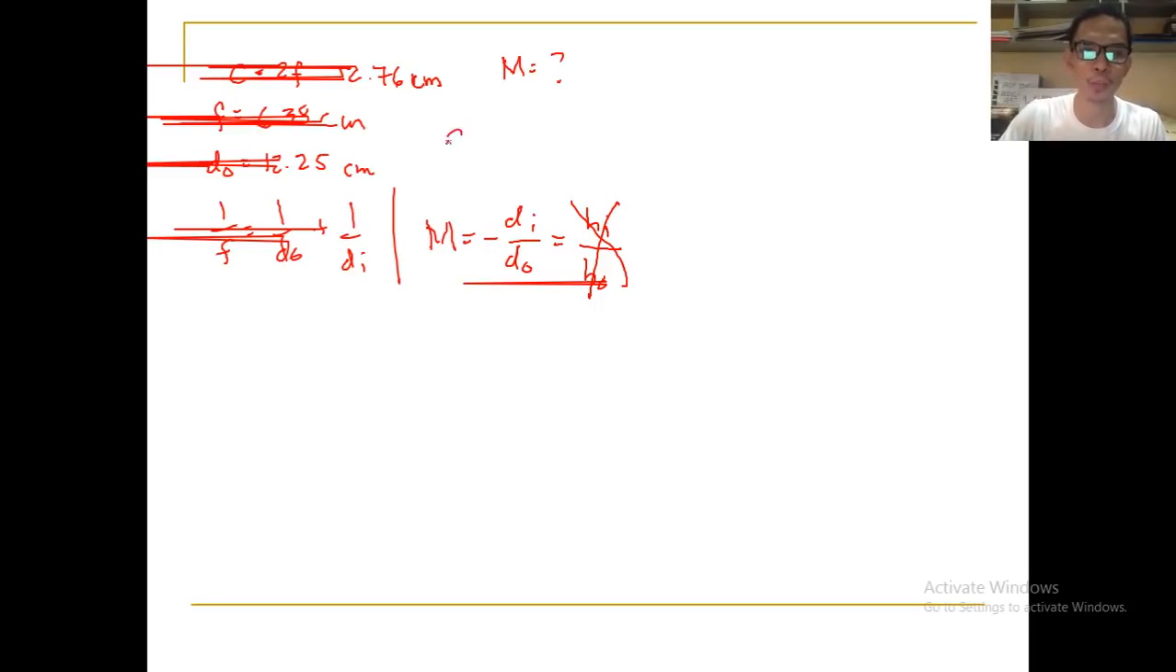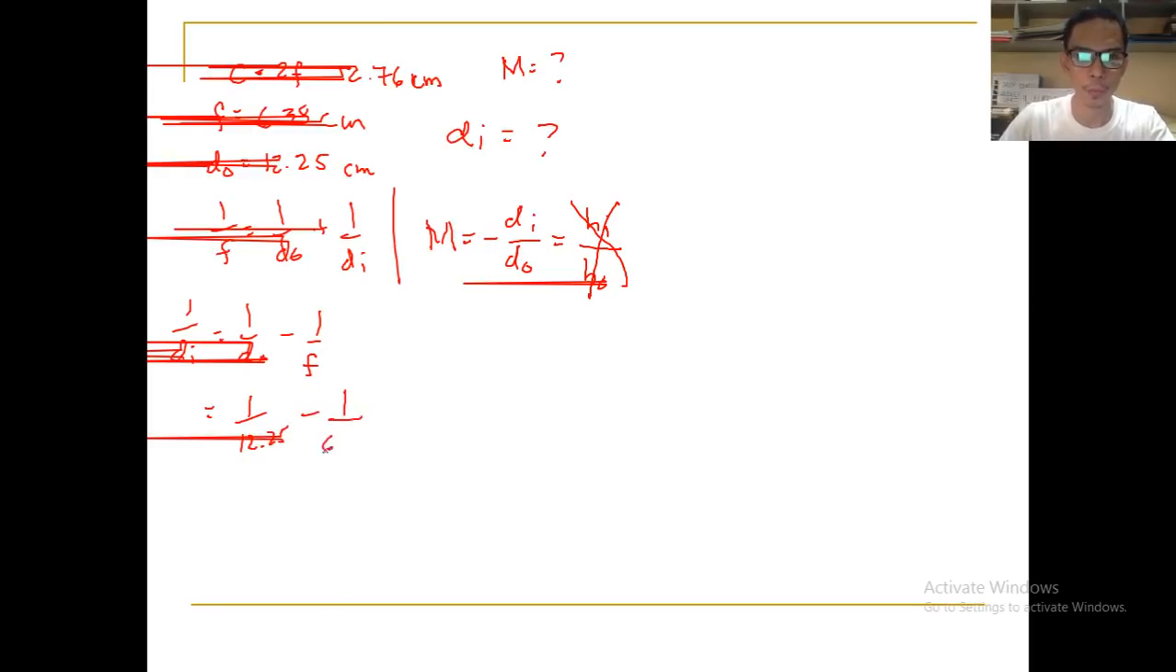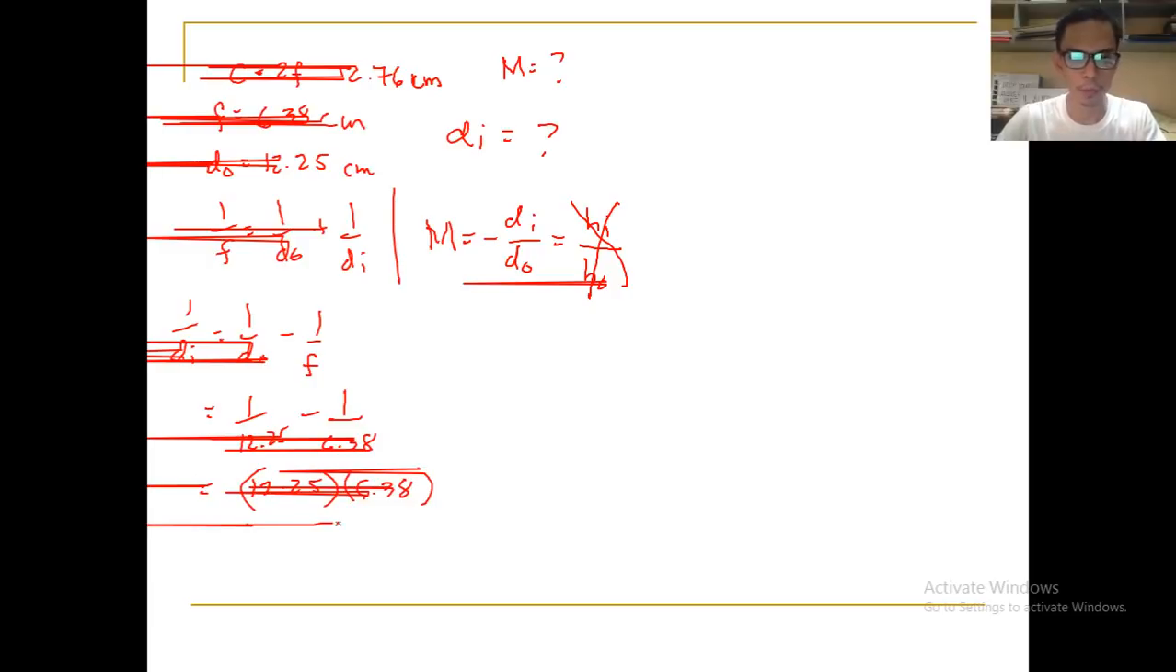First, we will find the distance of the image. 1 over d sub I is equal to 1 over d sub O minus 1 over F. So 1 over d sub I is 1 over 12.25 minus 1 over 6.38. Let's rewrite it as 12.25 times 6.38 over 12.25 minus 6.38. Let's check if we have the correct substitution here. Alright, we are correct.